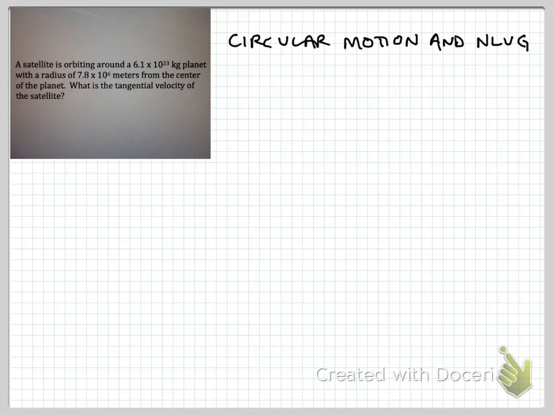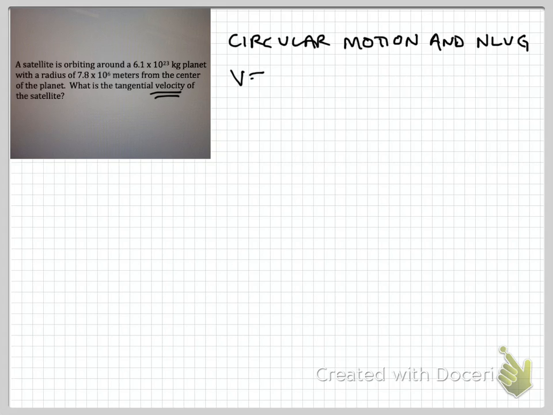All right, let's look at a problem that deals with circular motion and NLUG, Newton's law of universal gravity. It says a satellite is orbiting around a 6.1 times 10 to the 23rd kilogram planet with a radius of 7.8 times 10 to the 6 meters from the center of the planet. What is the tangential velocity of the satellite?